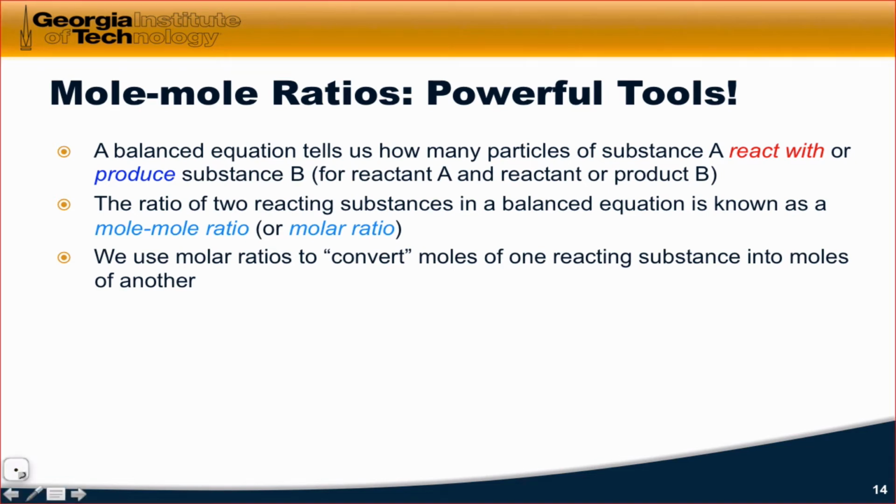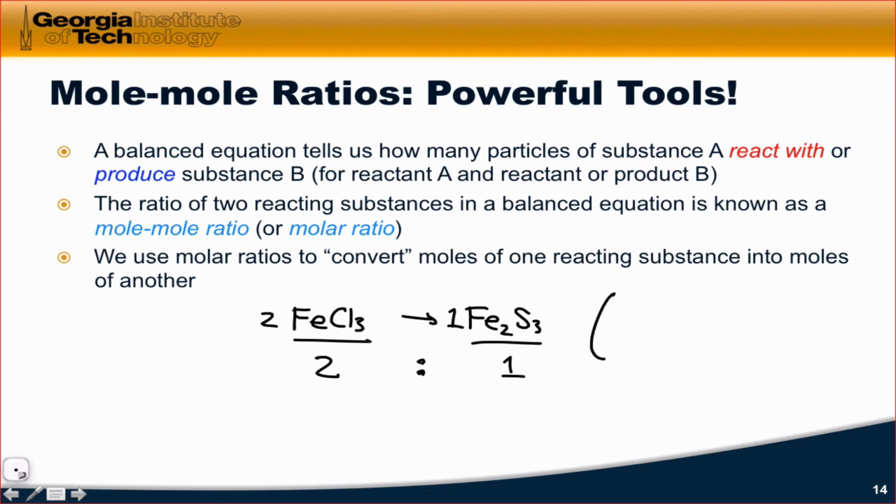So for example, in the last problem we saw that the coefficient on FeCl3 was 2, and the coefficient on Fe2S3 was only 1. And so the molar ratio between FeCl3 and Fe2S3 is 2 to 1. And we know that 2 molecules of FeCl3 react for every 1 molecule of Fe2S3 produced. This is an example of a molar ratio. And the way you would typically write this within a problem, for example, as a factor in the course of dimensional analysis, is we would write 2 moles of FeCl3 divided by 1 mole of Fe2S3.